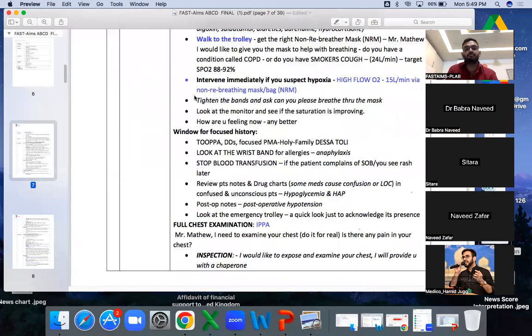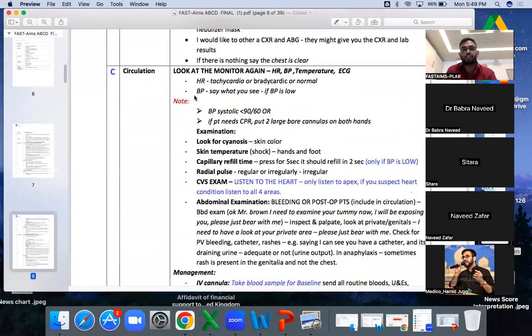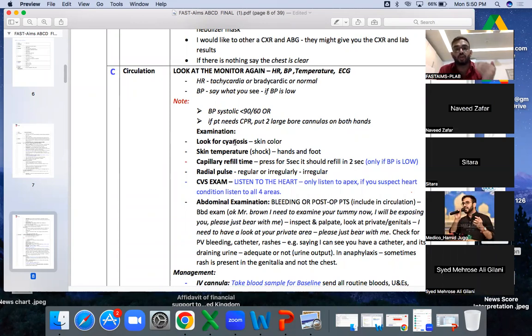Okay, now we come to the circulation part. We see four things. After watching those four things, we have seen whether it is bradycardia or tachycardia, and what the blood pressure is. Next thing is examination. You will not take the history over here because you have already taken it after the B part. Just jump directly to the examination portion.